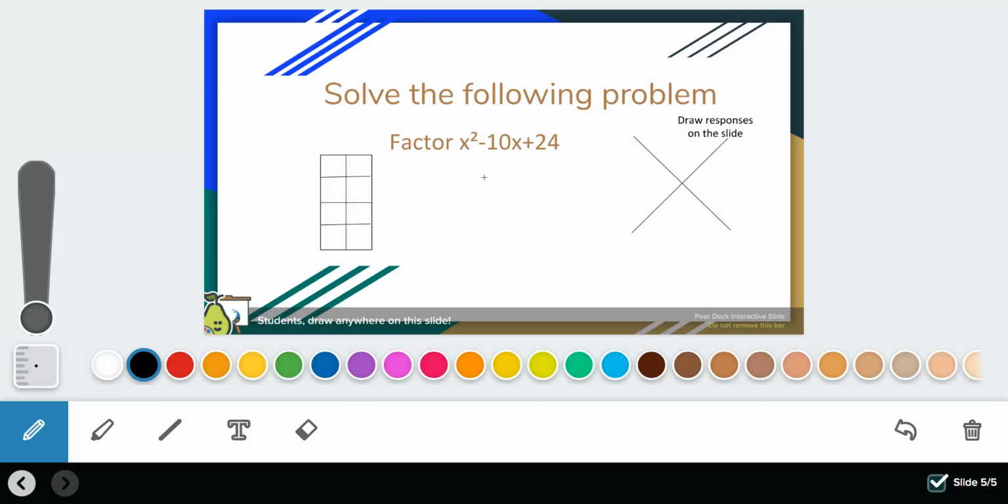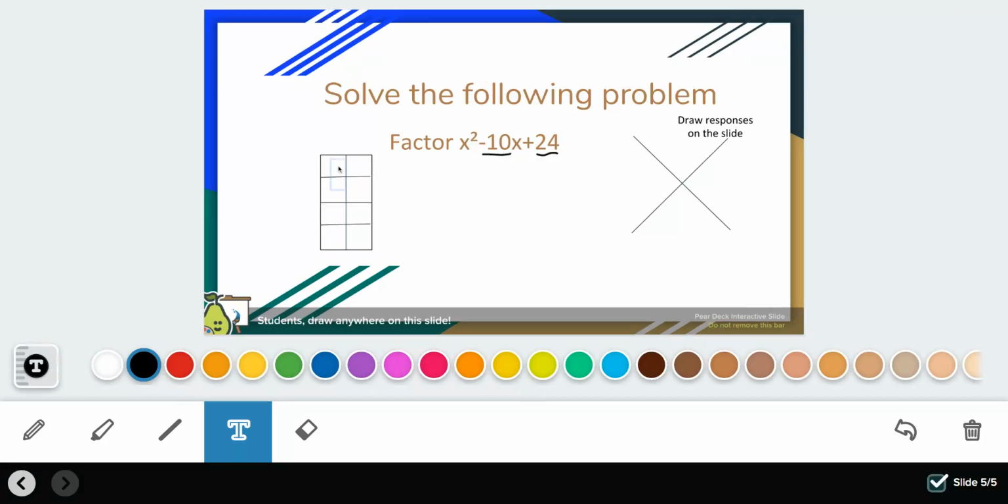This here is for you to find the factors of 24 that will add up to -10. So I'm gonna do that here. I'm gonna put some text here. Shouldn't be bad. Okay, so factors of 24, I'm gonna start with 24.